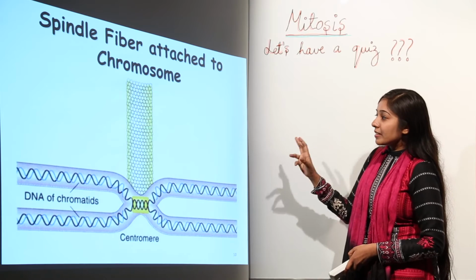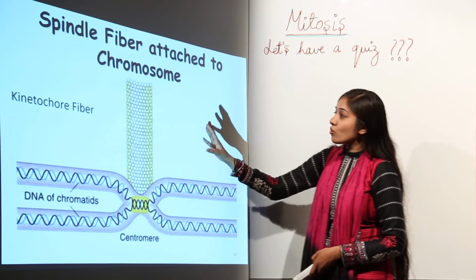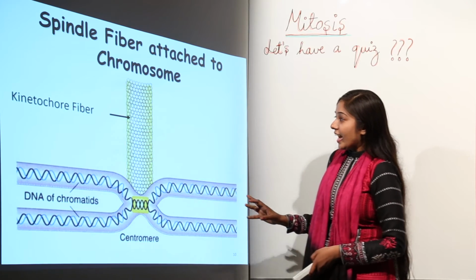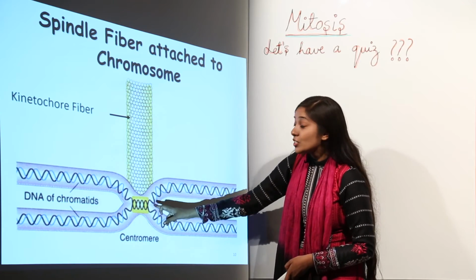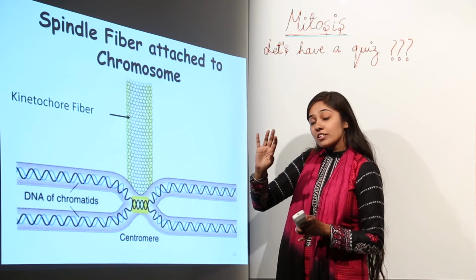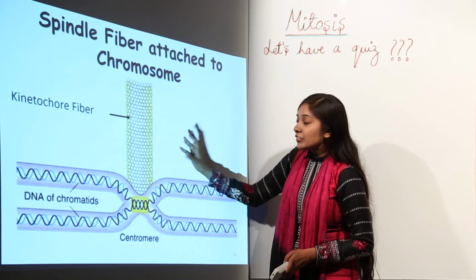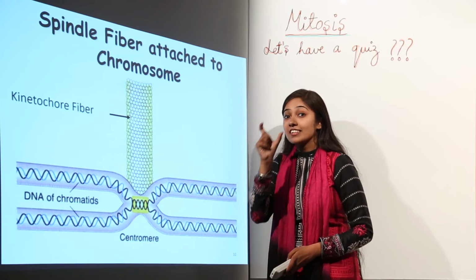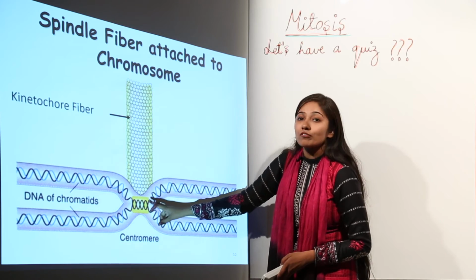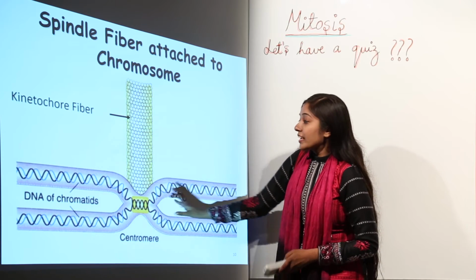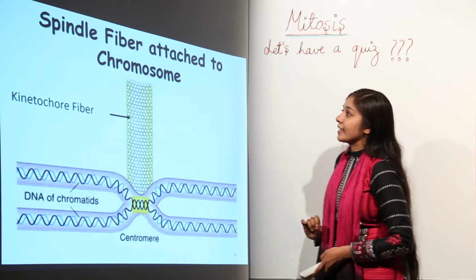So the spindle fiber is attached to the chromosome, and I have talked about something very important, that is the kinetochore fiber. And this attaches itself to the centromere region of the chromatids during which stage? During the anaphase stage. When the chromosomes are going to move back to the poles of the equator, this kinetochore fiber, which has some special proteins that we have discussed, the kinesin protein, attaches to the centromere region of the chromosome, and this is how it helps the chromosomes to reach the poles of the cell.